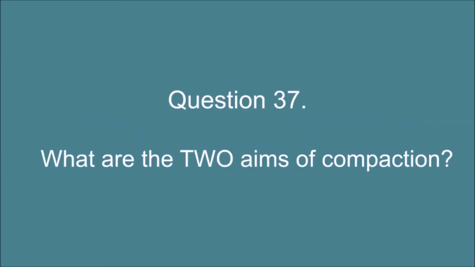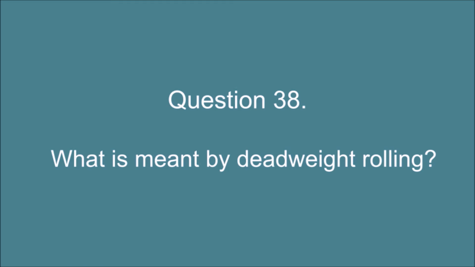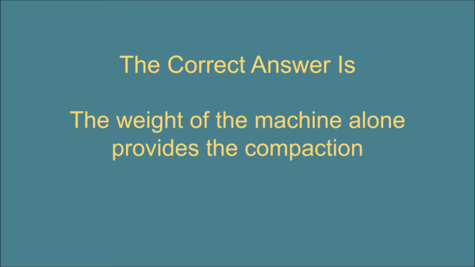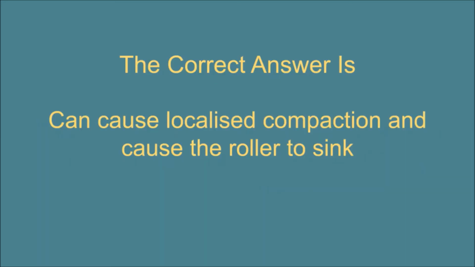Question 37. What are the 2 aims of compaction? The correct answer is to remove air voids, empty spaces, and minimize settlement. Question 38. What is meant by deadweight rolling? The correct answer is the weight of the machine alone provides the compaction. Question 39. Why should the vibration system not be engaged whilst the roller is stationary on soft ground? The correct answer is can cause localized compaction and cause the roller to sink.